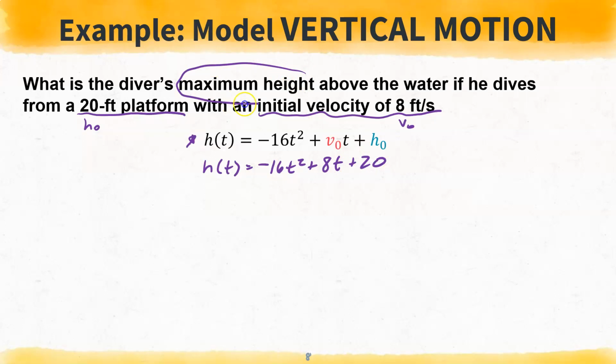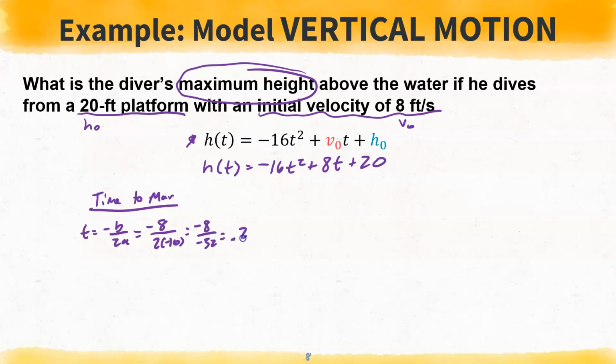We once again want to know the maximum height. First, we need to find the time to the max. That's the t equals negative b over 2a. So you should have had negative 8 over 2 times negative 16. So it's a negative 8 over negative 32. You should get 0.25.